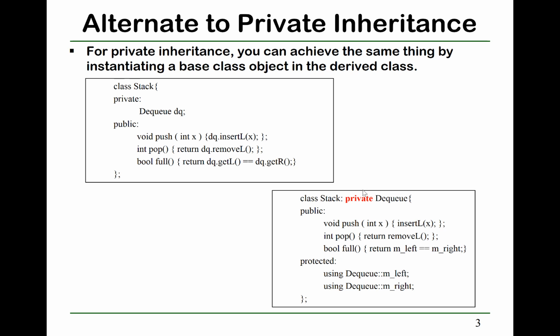And for private inheritance, we can also achieve the same thing by instantiating a base class object in a derived class. For example, in order to use this DQ class to implement this stack, one way is to use private inheritance. Another way is to define a DQ object in this class stack. We can define it as private. And then for push function, we can call insert L on this DQ object. And for pop, we can call remove L function on this DQ object. And for full, we can call this get L and get R to check whether they are equal or not for the DQ object.